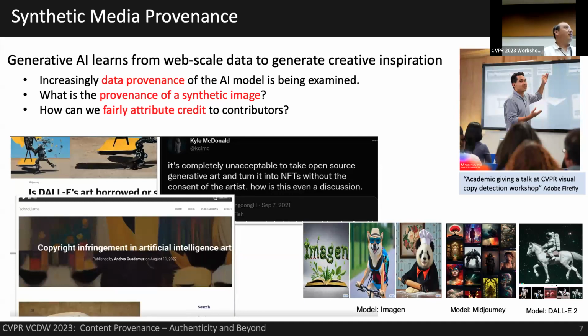These are models that you can write text prompts into, and they will generate a piece of artwork from scratch. And they can also perform other tasks like in-painting and out-painting and so on. And this has really propelled this issue of data provenance for AI into the mainstream. What's the provenance of a synthetic image? Well, arguably it's the model, and the provenance of the model is, of course, its training data.